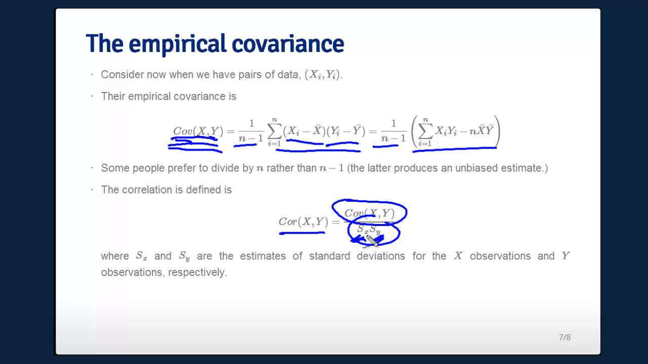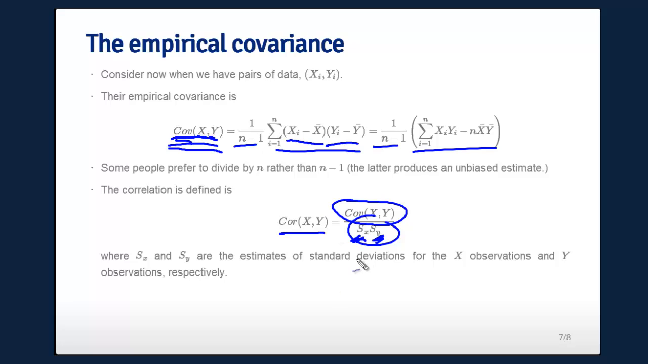A zero empirical correlation implies no linear relationship between the two variables. And this, of course, estimates a population quantity. If we have a sampling model, this estimates the population correlation. But for the time being, let's just think in terms of the sample correlation. Okay, so that's the sample covariance.